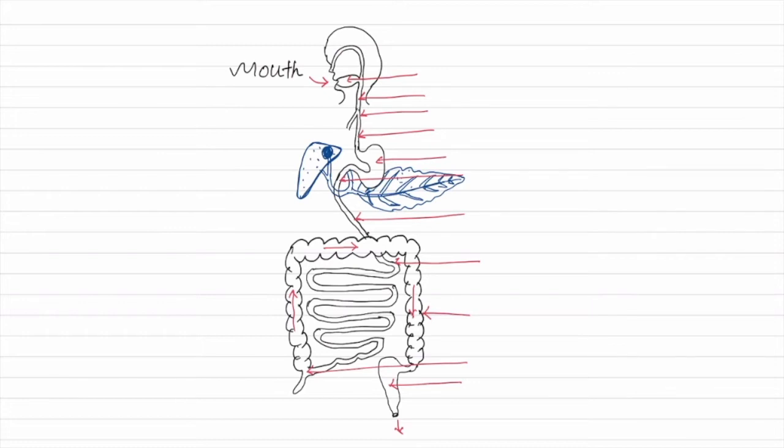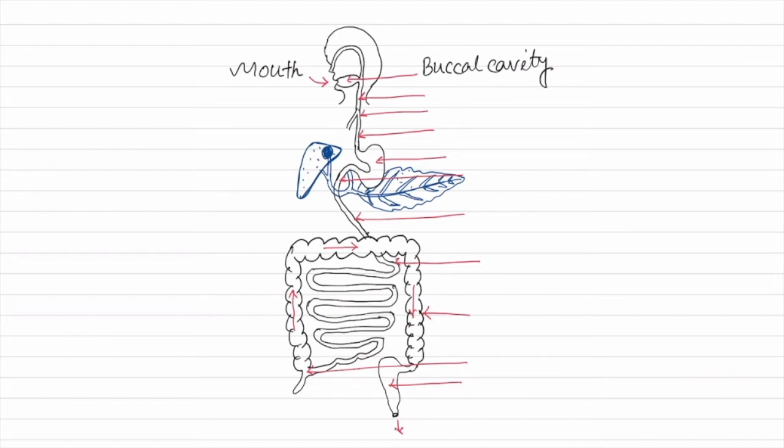Now I am trying to write the names of the labeled parts. First of all, buccal cavity, or mouth cavity. The buccal cavity helps in carbohydrate digestion and the production of different types of biochemical substances that help in swallowing of food.